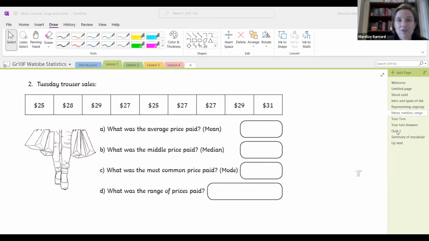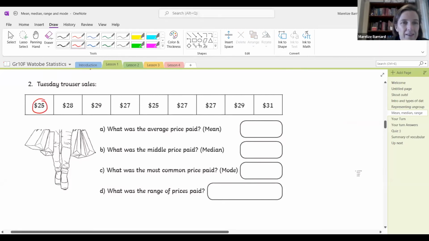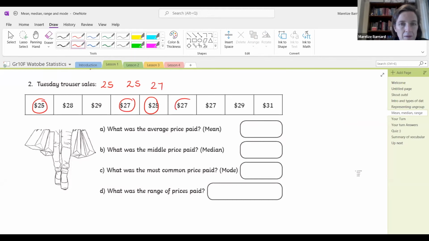I'm going to start arranging the data. Okay, so if you've arranged your data, check that it is correct from smallest to biggest.